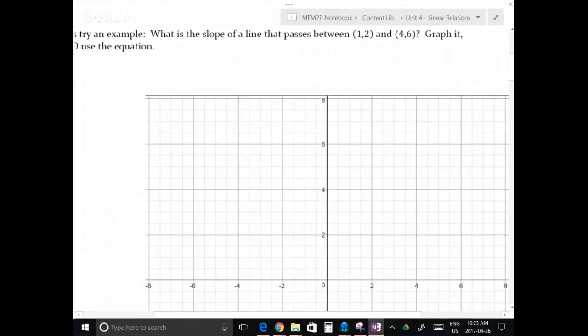So I've given you 2 points here, (1, 2) and (4, 6). Please put those 2 points on your axes. Then I want you to connect them with a ruler if you can, or with something straight, not like I did there, and make a nice straight line between (1, 2) and (4, 6). It's always alphabetical, so x, y.